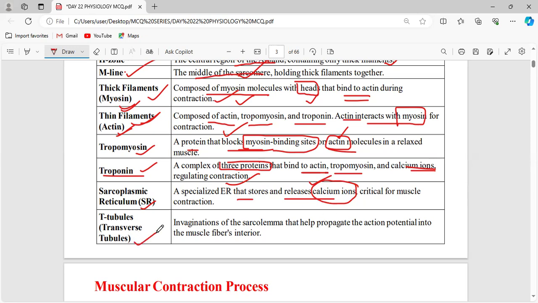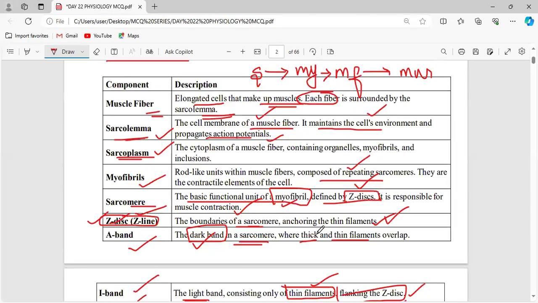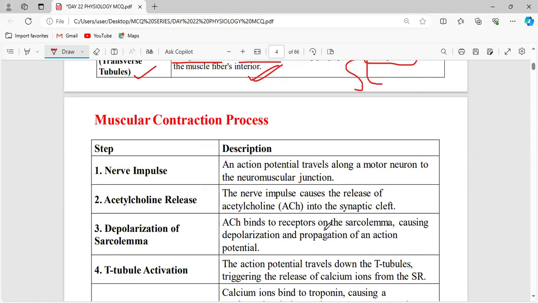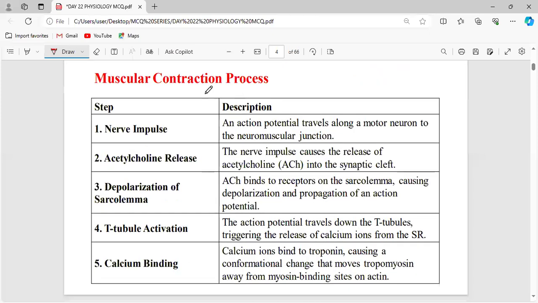Now, what are T-tubules, or transverse tubules? Invagination is nothing but folding, involution. This invagination of the sarcolemma helps to propagate the action potential into the muscle fiber's interior. So this is exactly the ultrastructure of the muscle. You can find the picture in the PPT which was given by the sir.